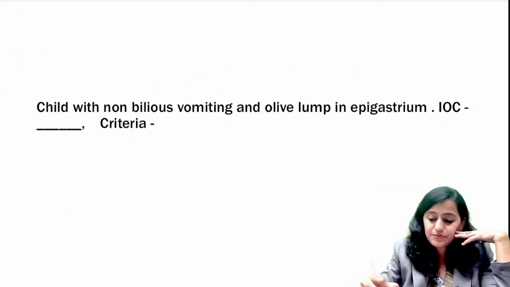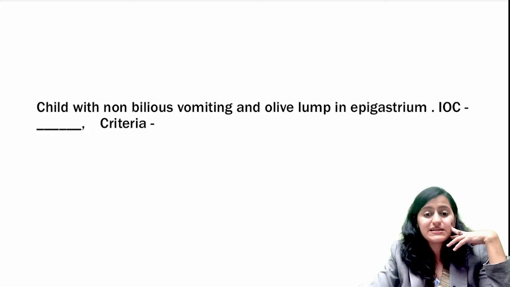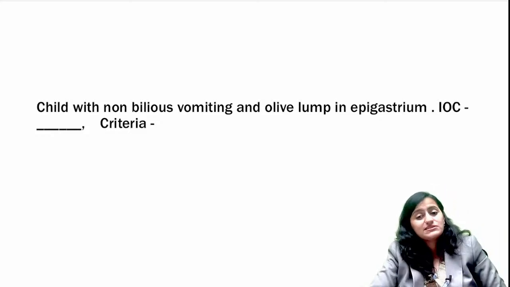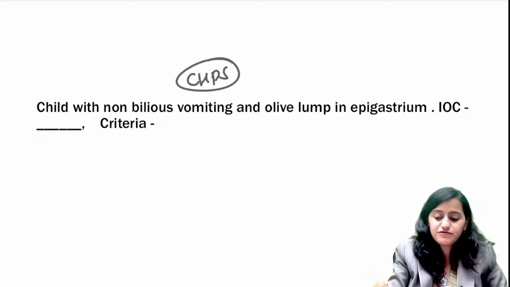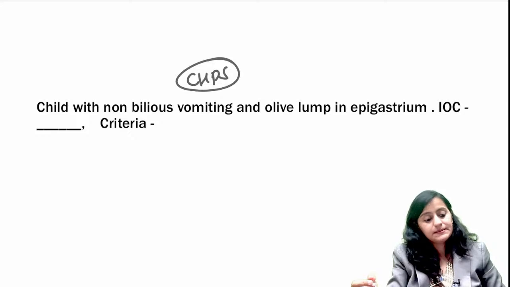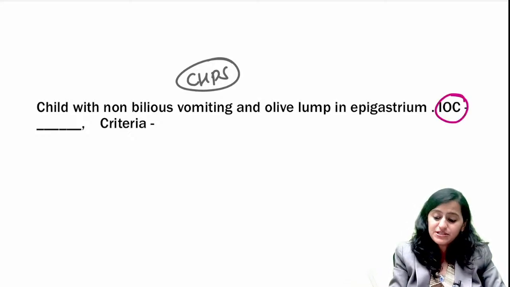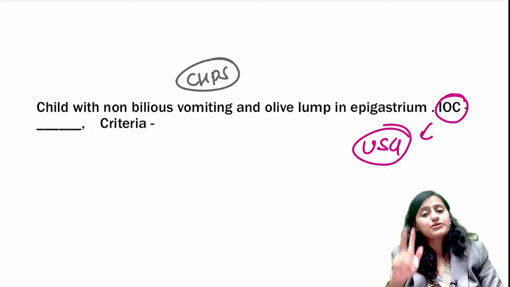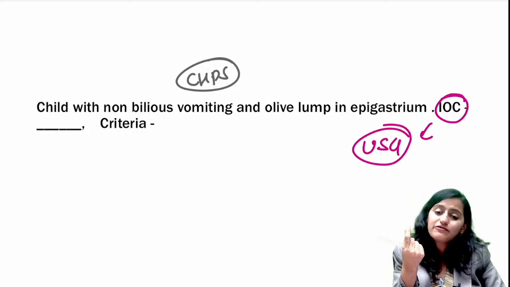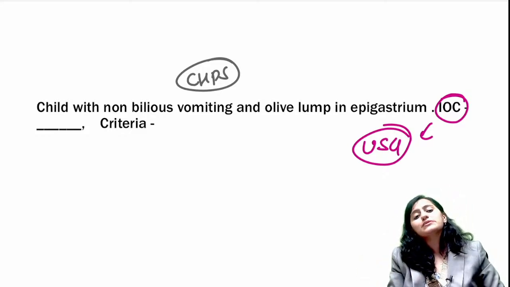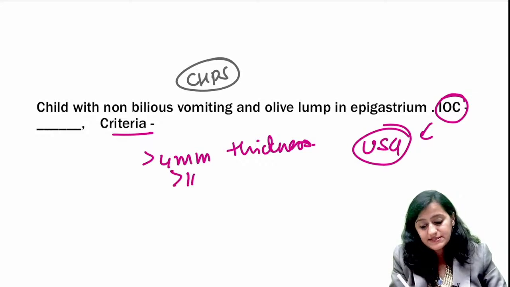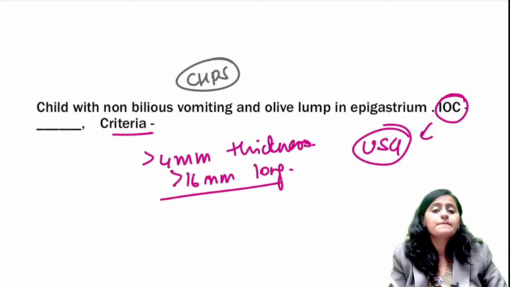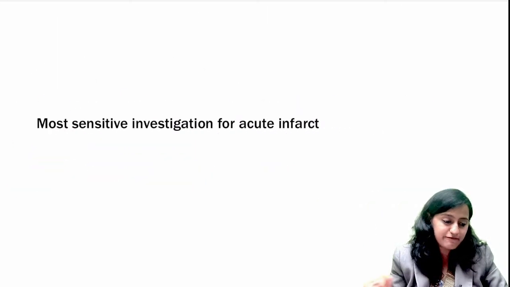Correct. Next one. There's a child with non-bilious vomiting and there's an olive lump in the epigastrium, right? So this is CHPS. What is the investigation of choice for this CHPS? This is one of the NEET PG exam questions. The investigation of choice is going to be ultrasound. No radiation. You can measure the thickness of the wall, the muscle of the pylorus. So that is why ultrasound. And how much should be the muscle thickness? More than 4 millimeters, not centimeters. More than 4 millimeter thickness, more than 16 millimeters long. Okay, so 4 and 4 squared.